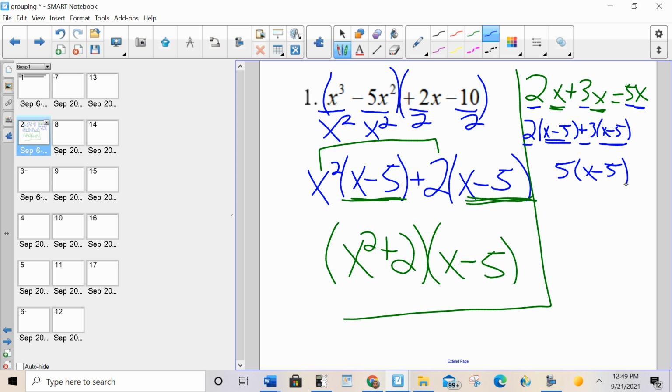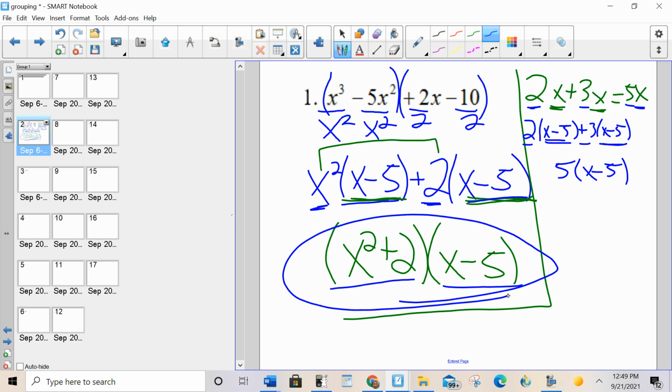So here, it's the same thing. I have like terms of x minus 5, so the x squared and the positive 2, I combine them, but since they can't combine, I leave them as x squared plus 2, and again, the like term stays. I only write the like term once. So, either way, that's my answer.